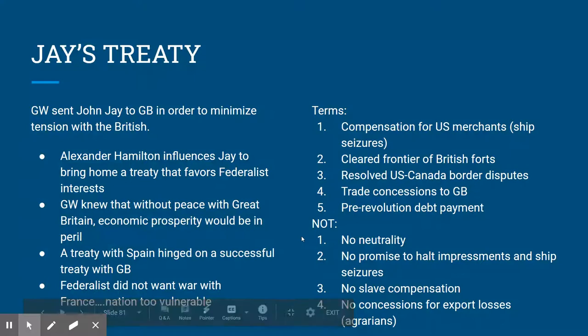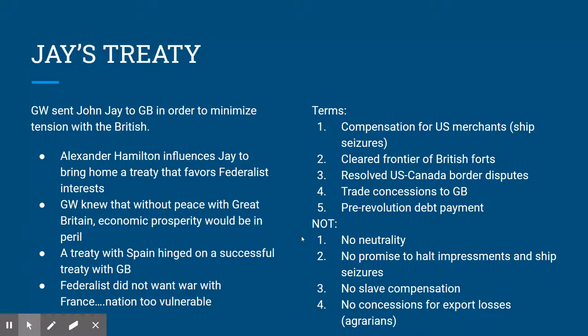And really by 1807, they're going to get their wish. So fearing that the United States might be sucked into a war with Great Britain, George Washington sent John Jay, the Chief Justice of the United States Supreme Court, to go to Great Britain and to kind of smooth out the edges, try to bury the hatchet.